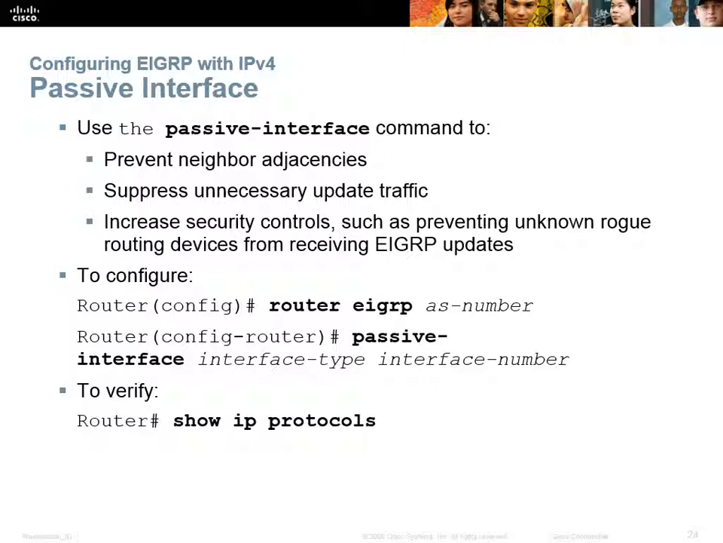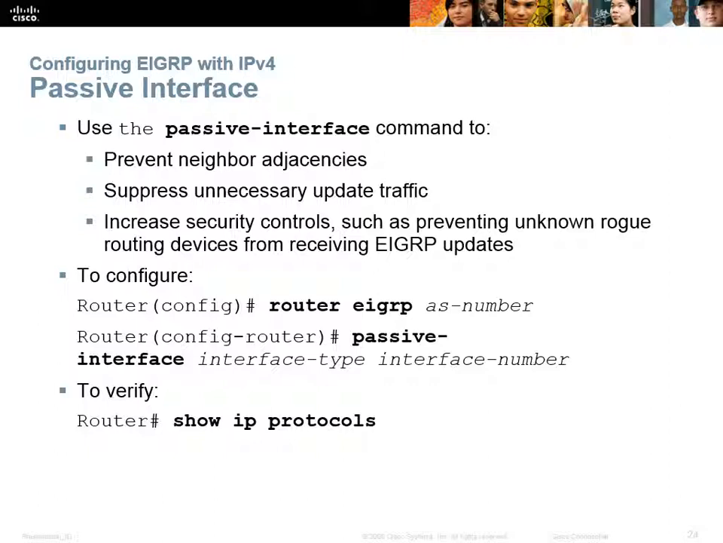Use the passive interface command. Oh, y'all love passive interfaces, don't you? A passive interface prevents neighbor adjacencies. It suppresses unnecessary network update traffic and increases security controls. It's preventing unknown rogue routing devices from receiving the IGRP updates. What does passive mean? It means it's not going to allow the data to be sent out of this interface. It's only going to receive it. Does that make sense?